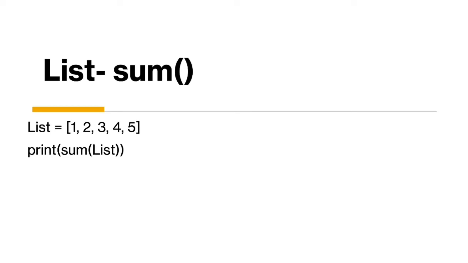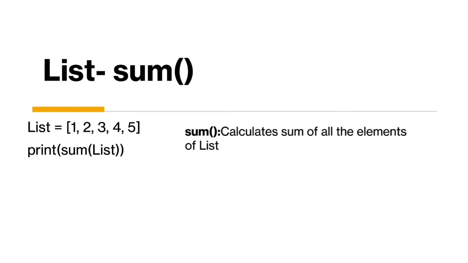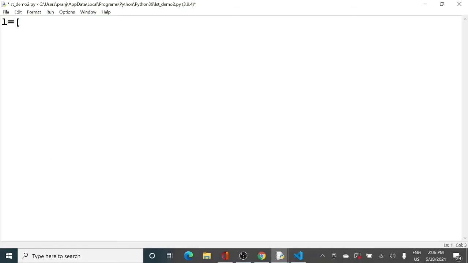Talking about the sum function, it is very simple and very clear that it returns the sum of the elements present in the list. So let us go back to our Python screen and see how sum is going to give us the addition of each and every element that is present in my list. So it is very simple. Let me have some elements in my list.